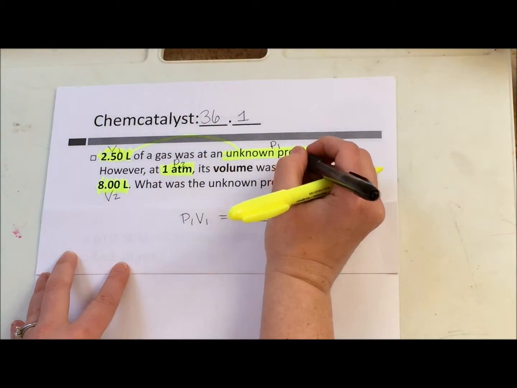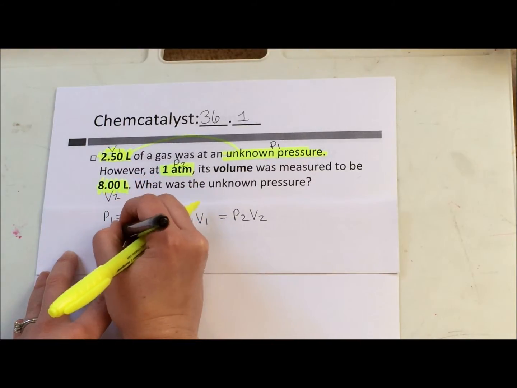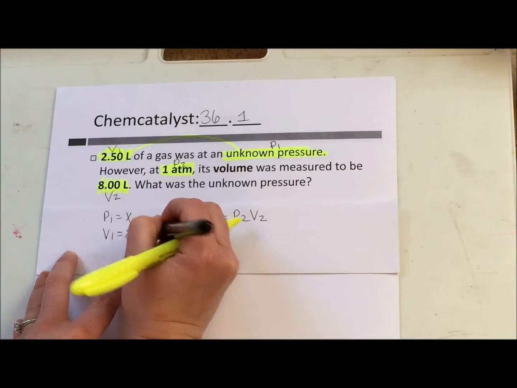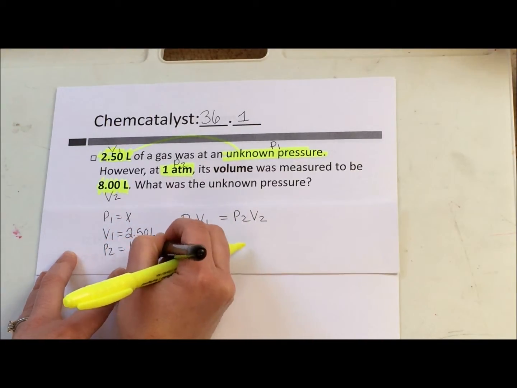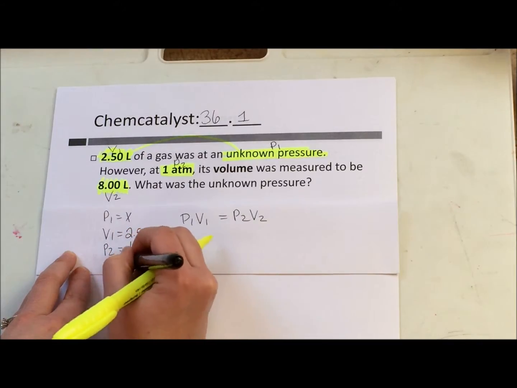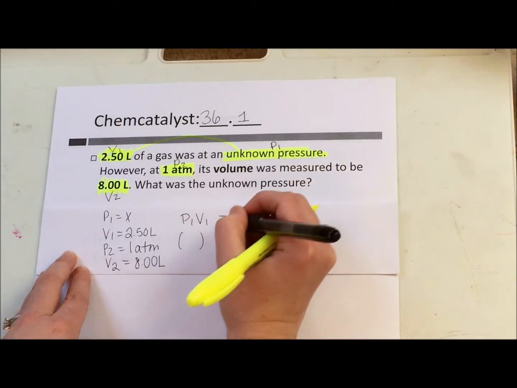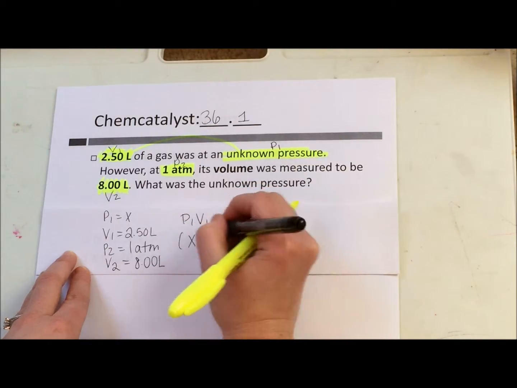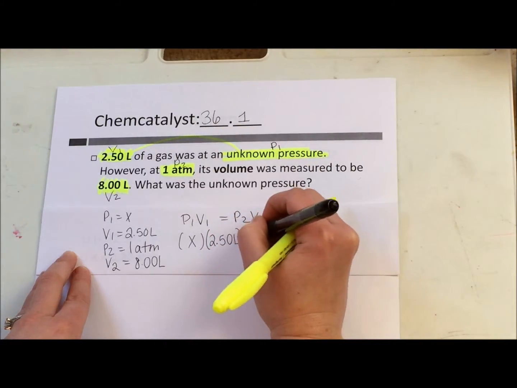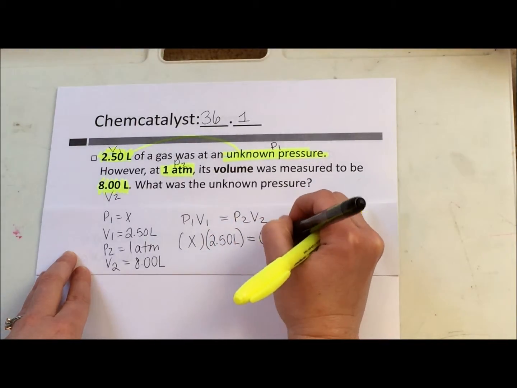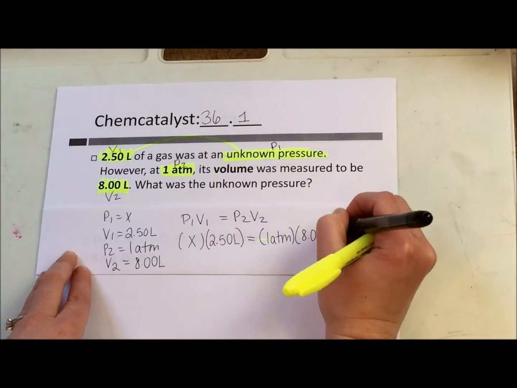We know that our P1 is going to be unknown, so I'm going to put an X here. My V1 is going to be 2.5 liters. My P2 is going to be 1 atm, and my V2 is going to be 8.0 liters. So when I plug it in, I'm going to have my X value here, my 2.50 liters here, equal to my 1 atm here, and my volume 2 right here, 8 liters.